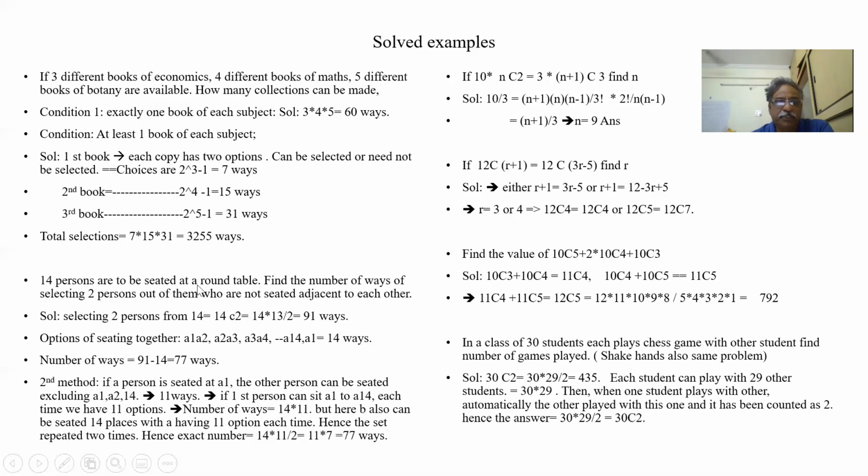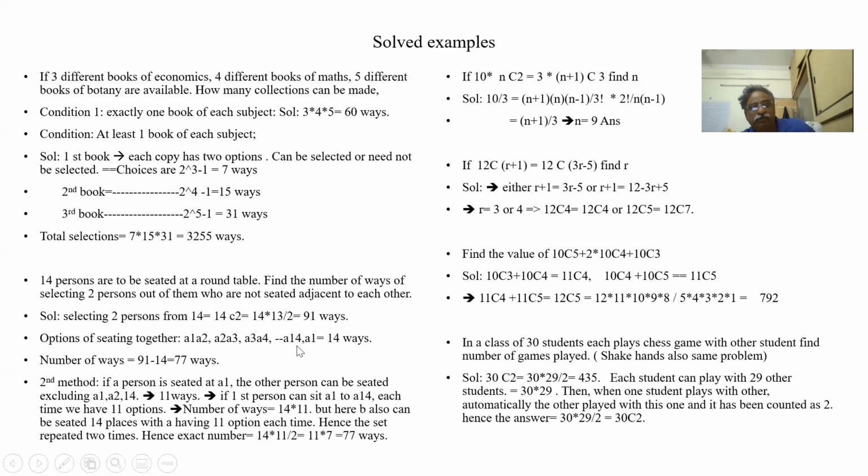Now, 14 persons to be seated at a round table. Number of ways of seating 2 persons out of them who are not seated adjacent to each other. 14 persons at a round table, 2 persons should not sit adjacent. Where can they sit adjacent? A1, A2 are adjacent seats, A2, A3, A3, A4, A4, A5, like that, A14, A1, like a wall clock.